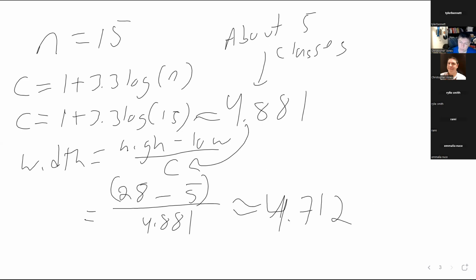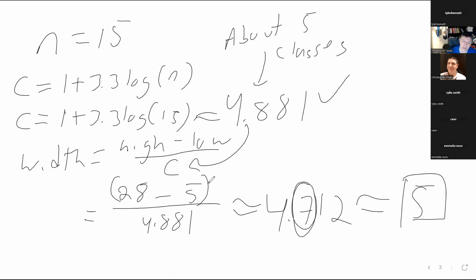All right, so 4.712. At this point, what we'd like to do is round it to the nearest integer. So I'm going to round this up to 5. Remember your rounding rules? You look at the number to the right of the decimal point. If that number is 5 or greater, you round up. So this tells us that we have a width of 5 for our frequency distribution. Everybody good with that, folks? Any questions about how we got 5 for the width, just using these formulas?